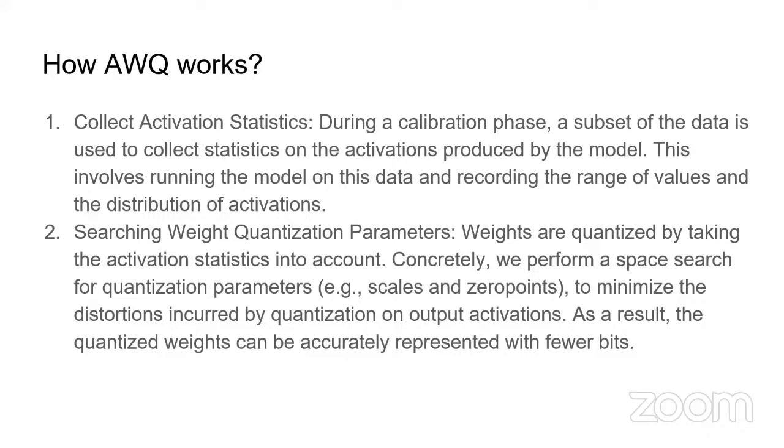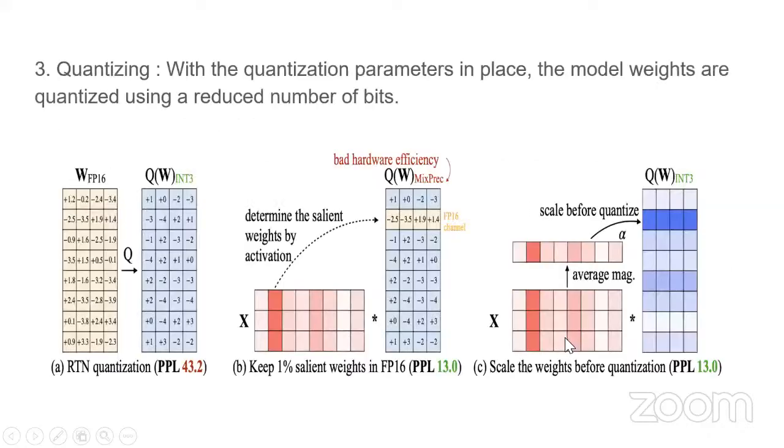So what we are doing here is collecting our activation statistics and searching for the weight quantization parameters. Then we are quantizing. With the quantization parameters in place, the model weights are quantized using a reduced number of bits, as we can see here.